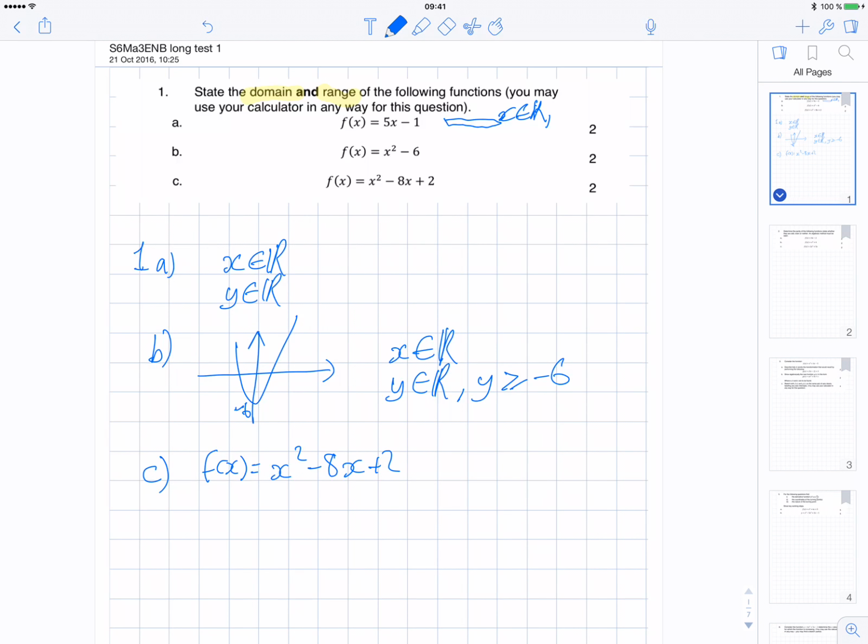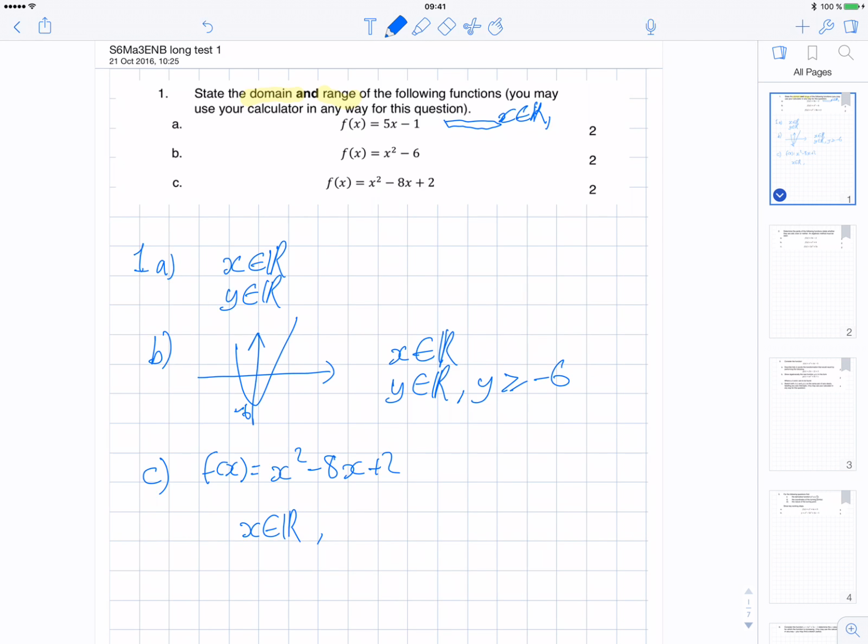I'm going to do a video for what I'm doing on the calculator here shortly. Menu, analyze graph, find that minimum value, and I go left of the minimum, right, and I find that the minimum value is when y is equal to minus 14, but x can take all values. So x is all values, and y is all values, but it has to be greater than or equal to minus 14.